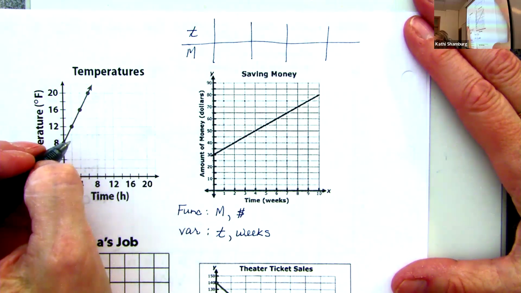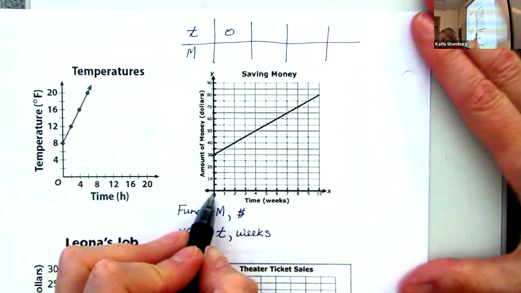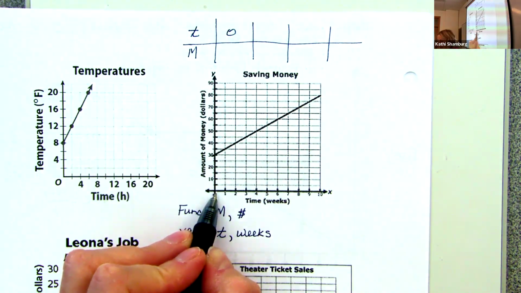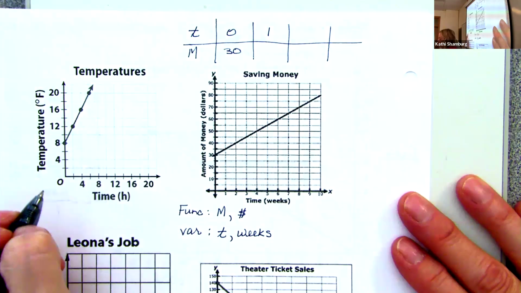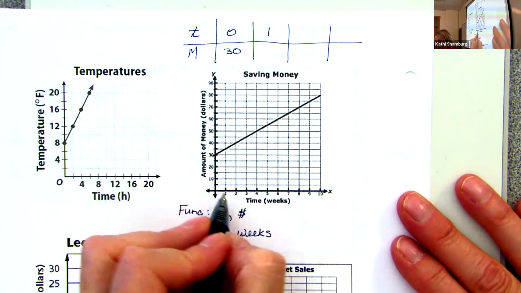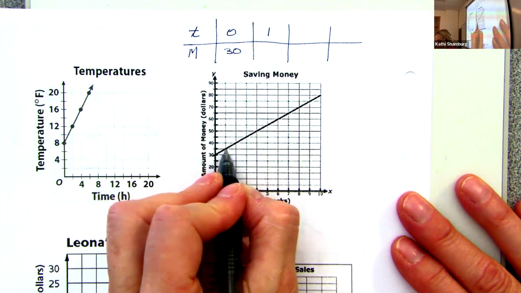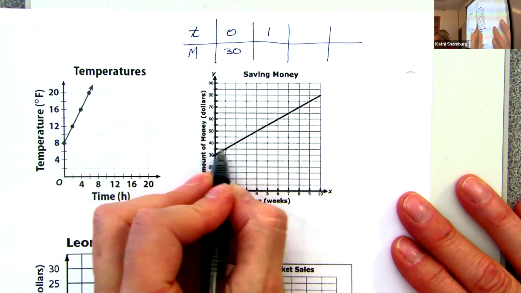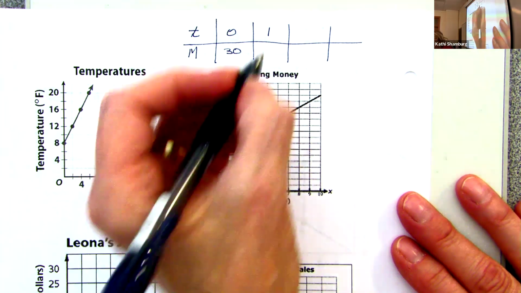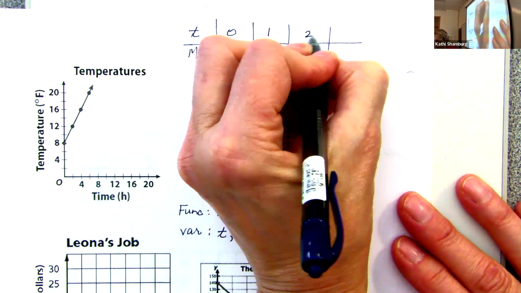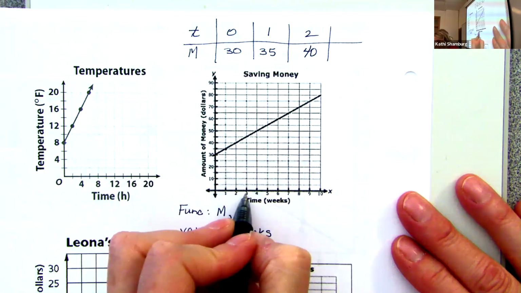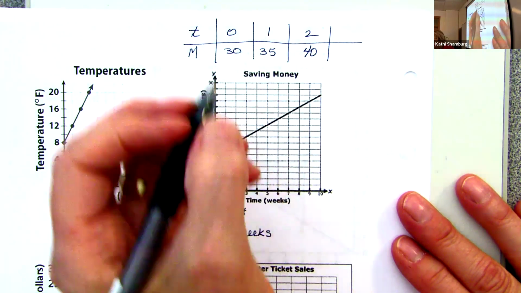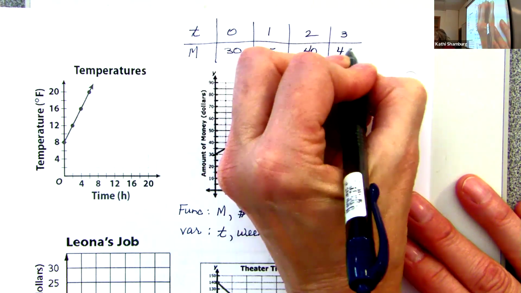Okay. So when T is 0, what is M? Yep, you go up here to 30. So at 1 week, how much money do we have? 35. Yep, halfway between 30 and 40 is 35. And then 2 weeks would be 40. And then 3 weeks would be 45, and so forth.